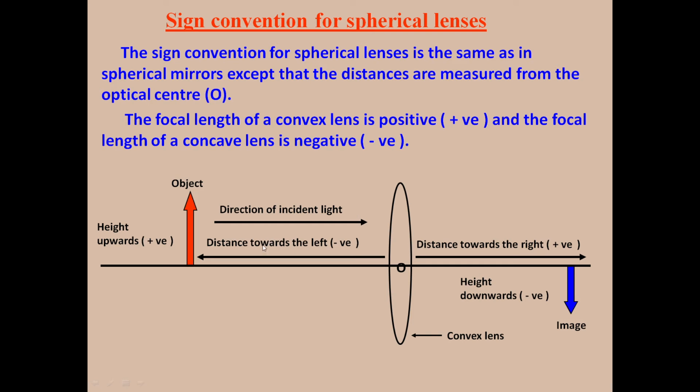Next, the height which is measured in the upward direction is positive. So we have height of object positive, and the height which is measured in the downward direction is negative. Therefore, height of a real image is negative. Height of object is always positive because object will be kept above the principal axis. Whereas in case of real image, the height will be negative, and in case of virtual image, the height will be positive.